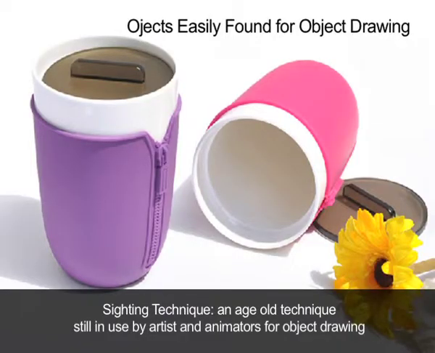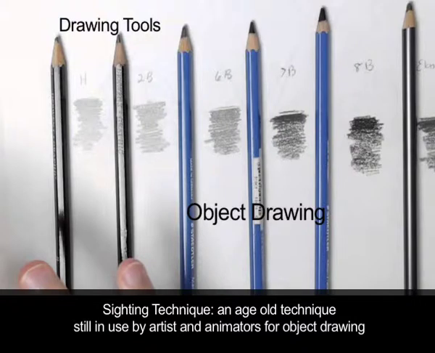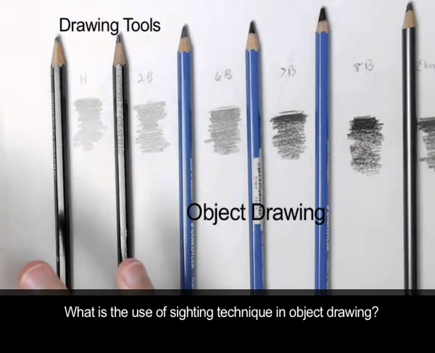Hi, I am Aarti. We are going to share a technique which is known as sighting technique in object drawing and animation. This is the first module of animation course, that is online animation course, that is Be Creative.